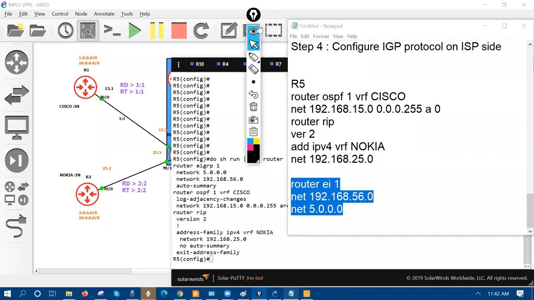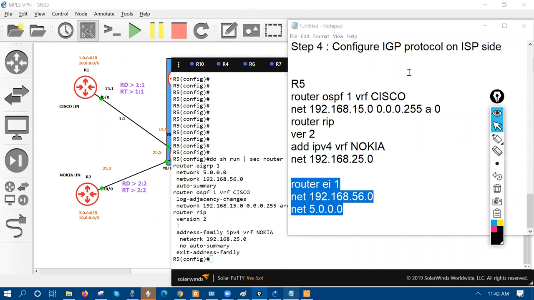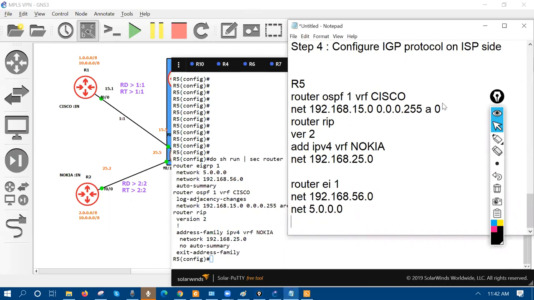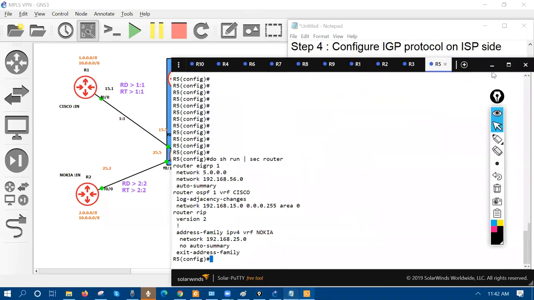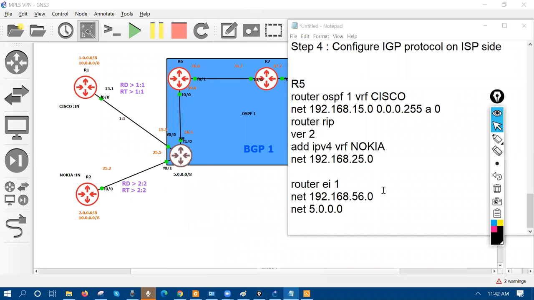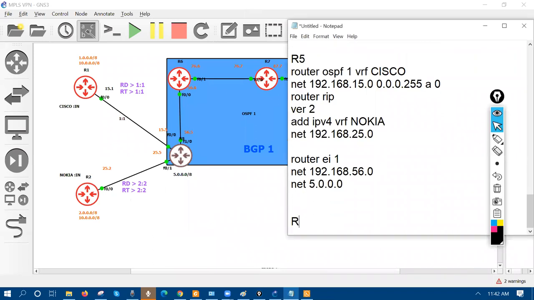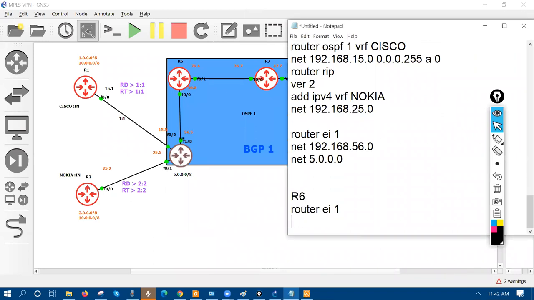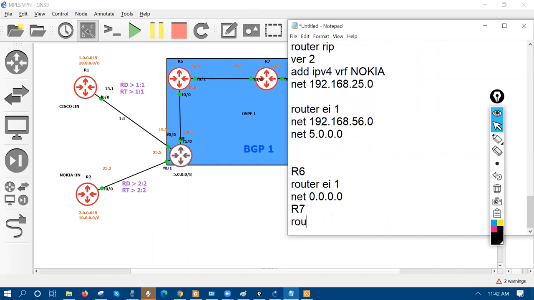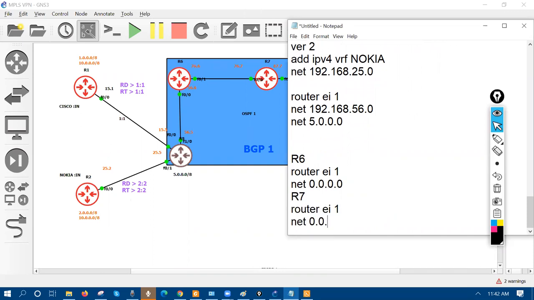Done, right? So now the same configuration, if you just have a look on R6, you will have something like this. On R6 router, you will have router EIGRP number one, network, that should be all interfaces, right? Same way, router number seven. Same way, we have router number eight.